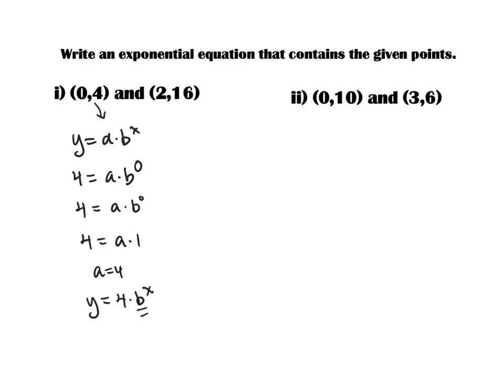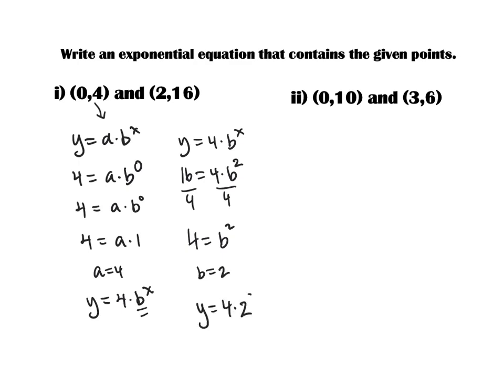Now we need to find b, so we're going to utilize the second point to find b. We're going to plug in 16 for y. We're going to plug in 2 for x. We're going to divide both sides by 4. So I get 4 equals b squared. Therefore, since b has to be positive, b must equal 2. Therefore, our function is 4 times 2 to the x. Please don't make this mistake. This is not equal to 8 to the x. That is not at all true. Not at all true, because 4 is not raised to the x power.